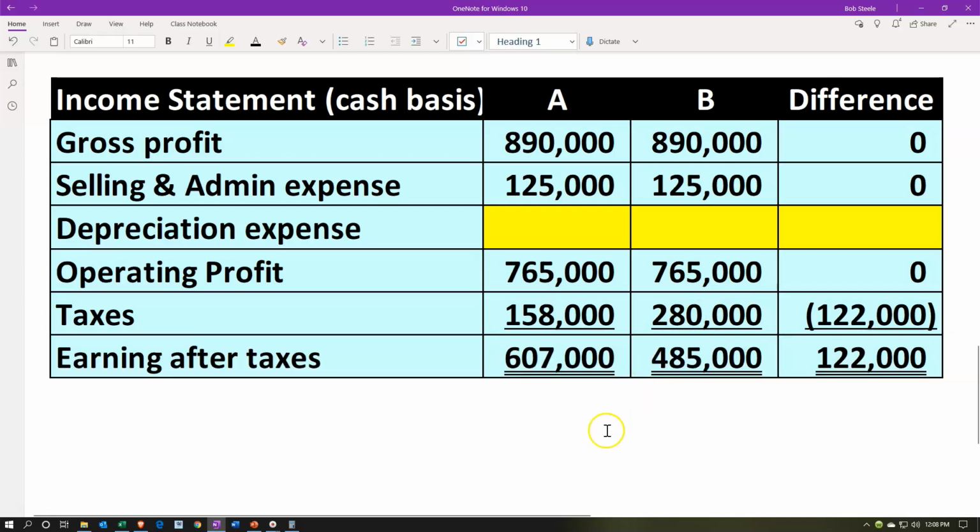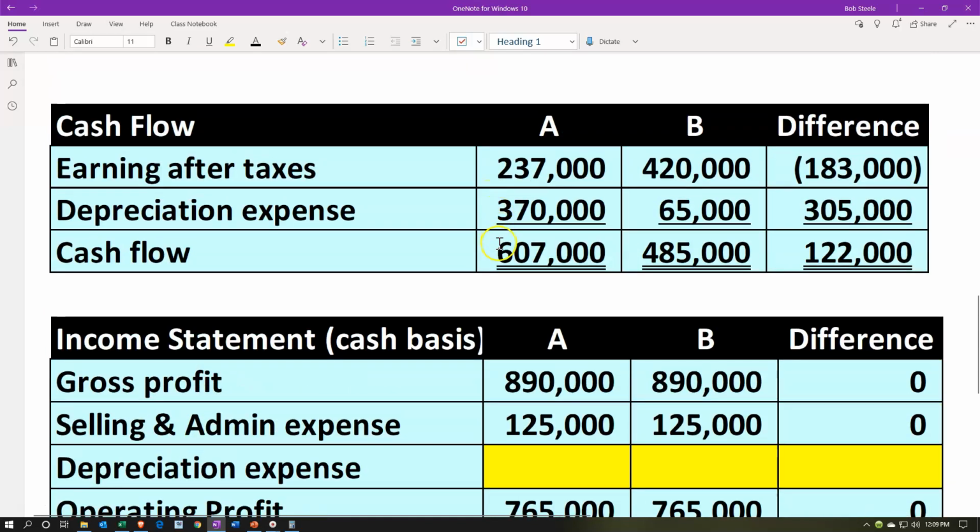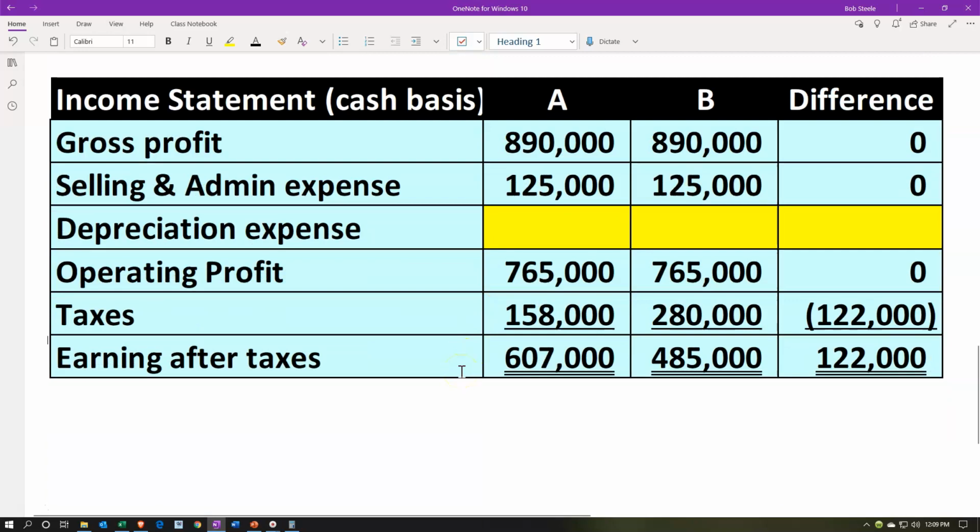So we still have a difference in the earnings after taxes, or net income, but that's because of the tax effect. And notice we pulled out the depreciation. So this would be kind of like the direct method. We get to the same bottom line number as the indirect method, the 607 and the 485. This second method is probably easier for most people to follow because you can basically explain it.